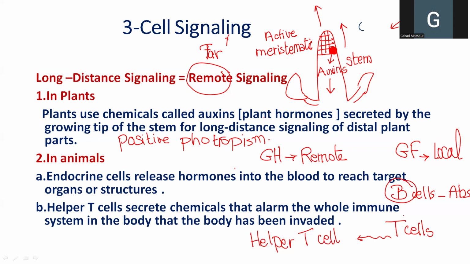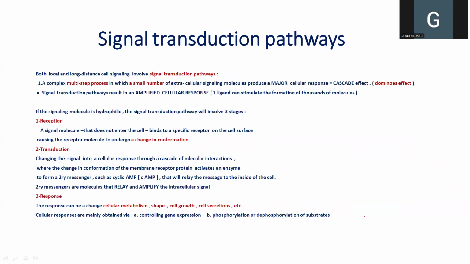And the main function of this helper T cell is to alarm the whole immune system that the body has been invaded by pathogens, and it secretes chemicals that travel to distant areas to stimulate the B cells and T cells and awake them and tell them that the body is exposed to danger.